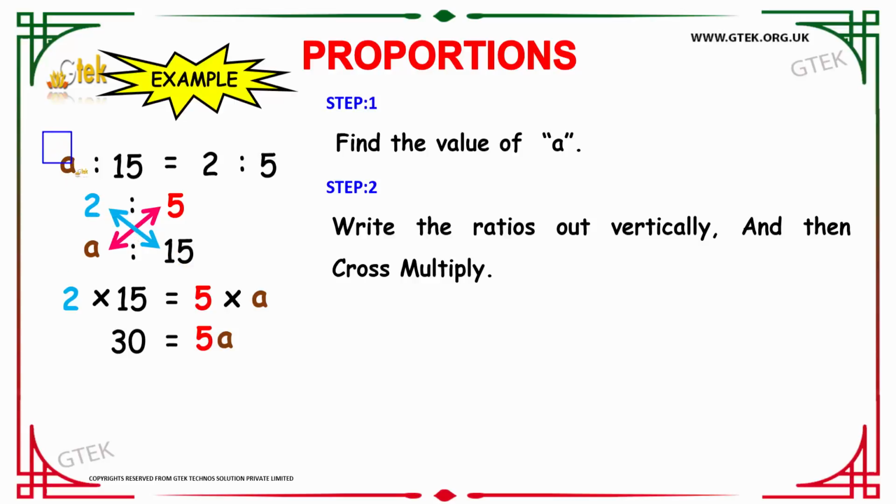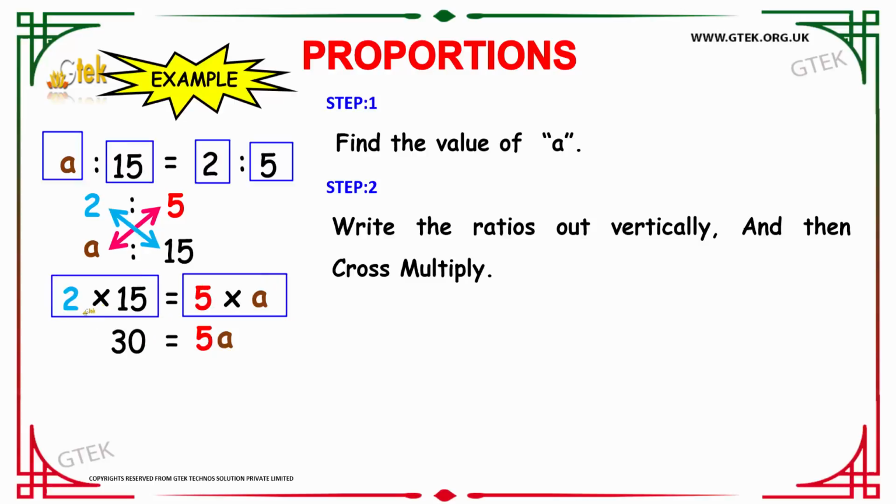So this A is going to be multiplied with 5 and 15 is going to be multiplied with 2. So 2 into 15 and 5 into A is represented. If you multiply 2 into 15, we will get the value of 30. If you multiply 5 into A, it is 5A.